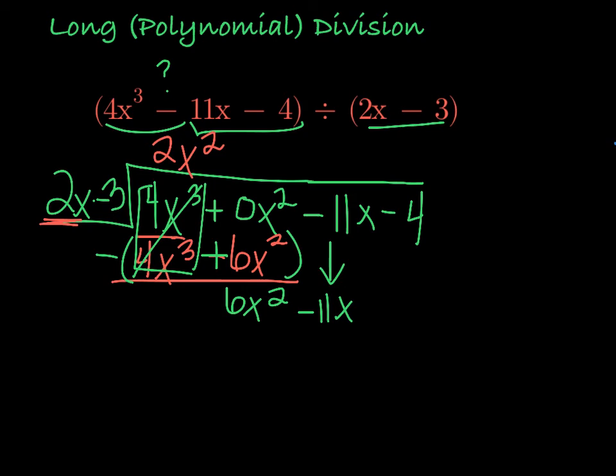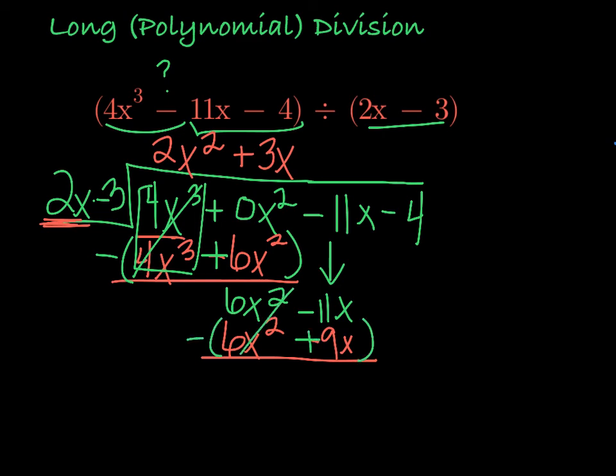We have 2x times what gives me 6x squared? Positive 3x. Now what we'll need to do is take our 3x and multiply it by our divisor. So 3x times 2x is 6x squared. 3x times negative 3 is negative 9x. We'll subtract, so now this will become positive. Again, this cancels out, and then we get negative 2x. Bring down the negative 4.